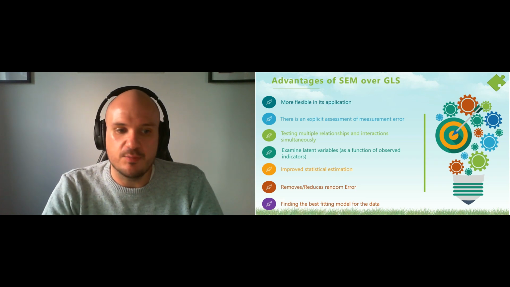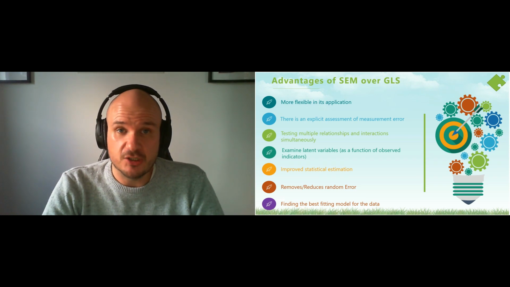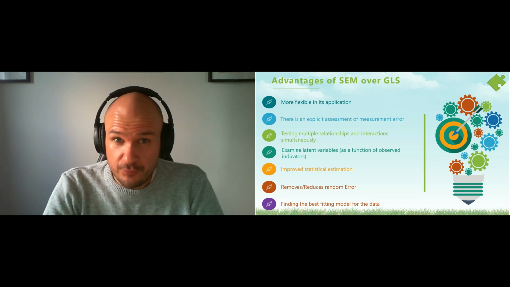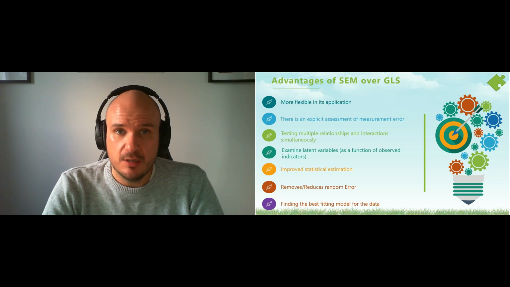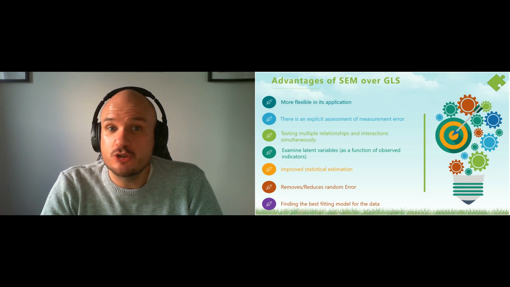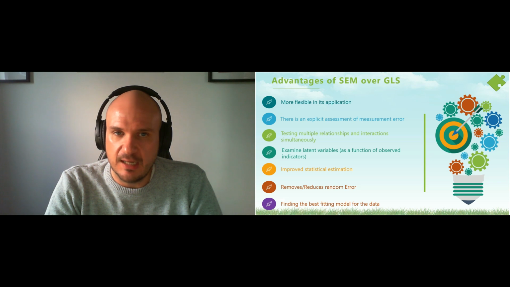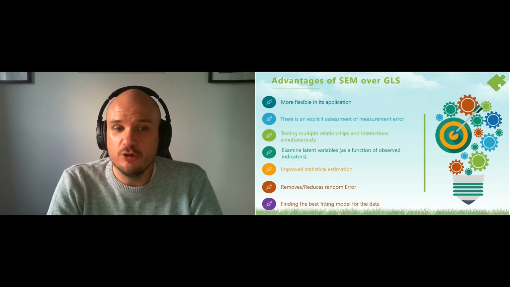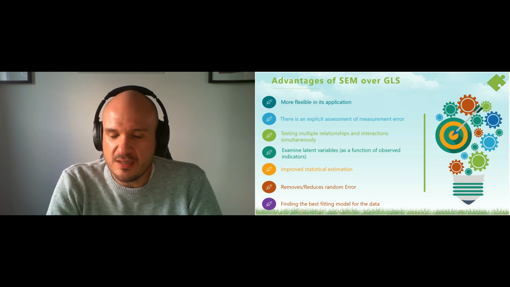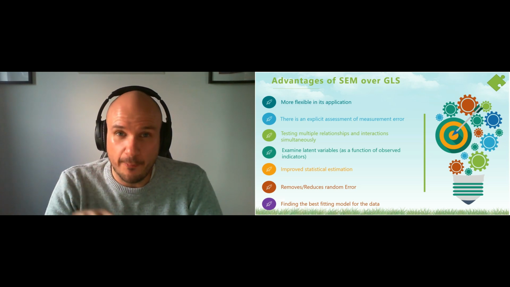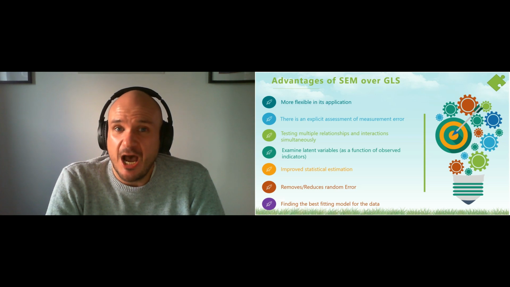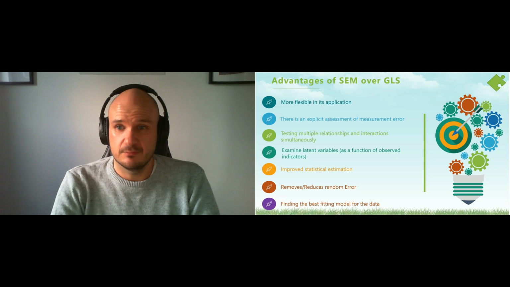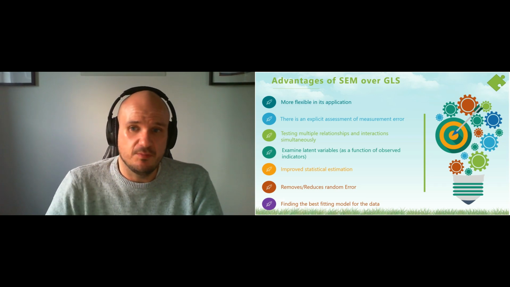Like I also mentioned previously, we examine these latent factors as a function of our observed factors. It provides us with a more accurate or improved statistical estimation. So it's closer to reality than you would get if you just did it with the normal GLS method. It also helps us to remove a lot more of the random error, the noise, because we're estimating it. We're also incorporating it into our model. And it also helps us to find the best model for our data, where the GLS method doesn't do so. Okay, so those are some of the advantages of the model.